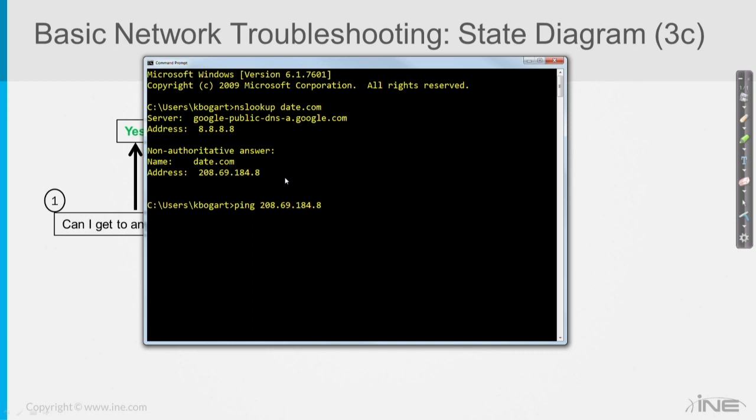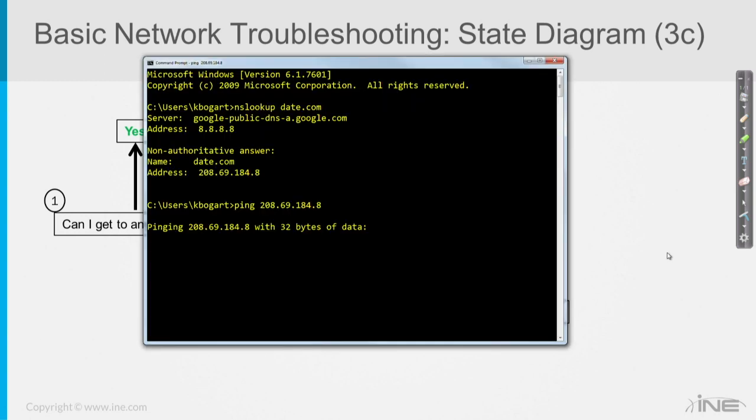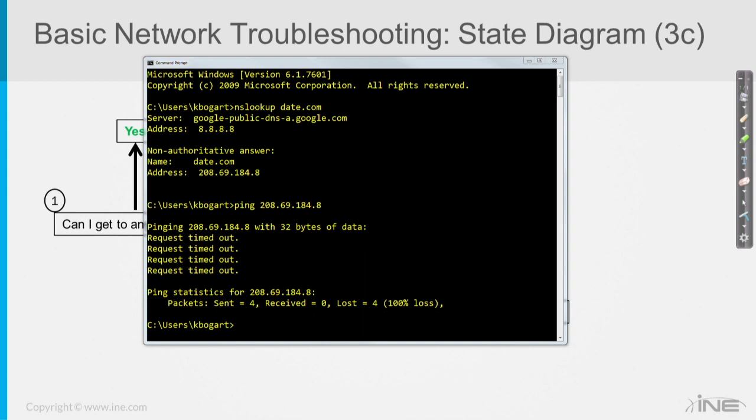208.69.184.8. Now before I ping it, let's say I pinged it and the answer was yes, I can ping it. Okay, now in this particular case, I'm not able to ping it. Date.com, it gave me an IP address. Is it actually reachable? It's probably some dating website, but let's see what happens when I try to go to it. Actually, it is a dating website.